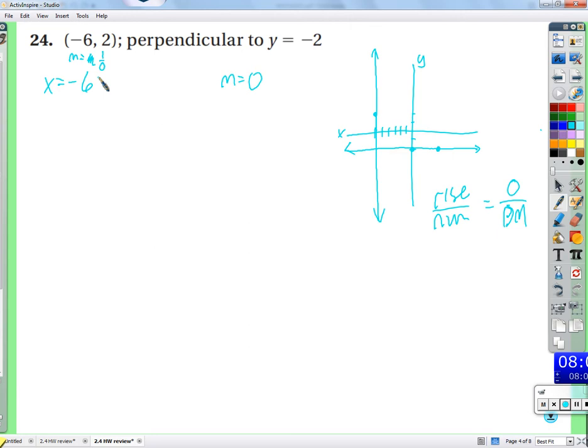So the slope is 1 over 0, that's an undefined slope, that's a vertical line. Vertical lines have undefined slopes, horizontal lines have 0 slopes. You should know that all vertical lines have the equation x equals some number, whatever x value they go through.